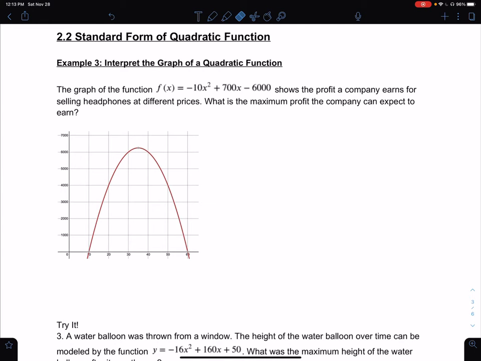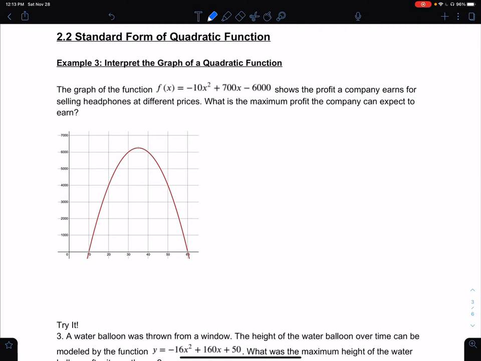Here in example 3, we're going to interpret a graph of a quadratic function. So we're given the graph of the function f of x equals negative 10x squared plus 700x minus 6,000. It shows the profit a company earns for selling headphones at different prices. What is the maximum profit the company can expect to earn?